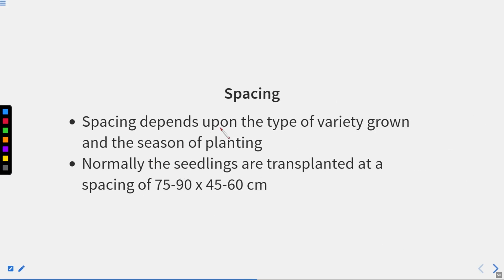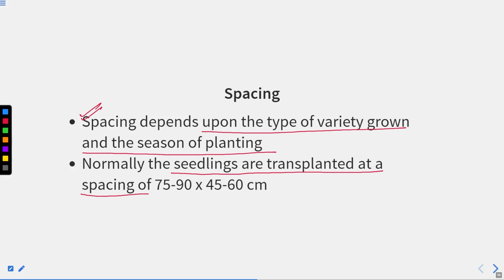Spacing. Spacing depends upon the type of variety grown and the season of planting. So spacing is a very, very important step. Normally, the seedlings are transplanted at a spacing of 75 by 90 and 45 by 60 centimeters. Spacing is very important because all the plants will get proper sunlight and proper nutrients, right? So they will not compete with each other. This spacing should be followed while planting in the field.